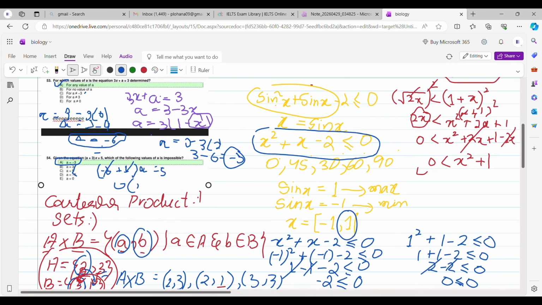And 0 multiplied by x is again 0. And 0 is not equal to 5. It's not satisfying our inequality. Sorry, equation. So basically what value of A is impossible? Of course this -3 value is impossible.